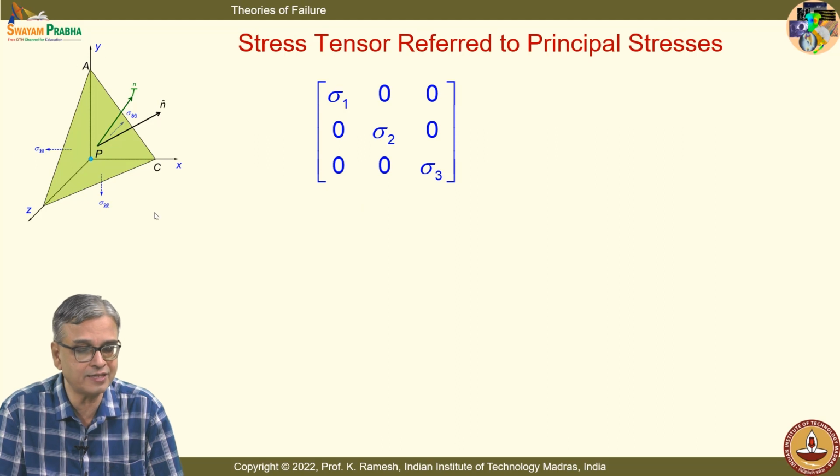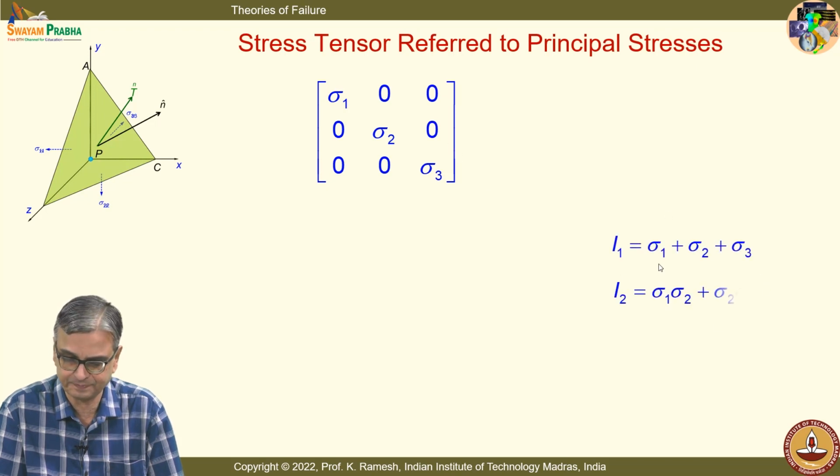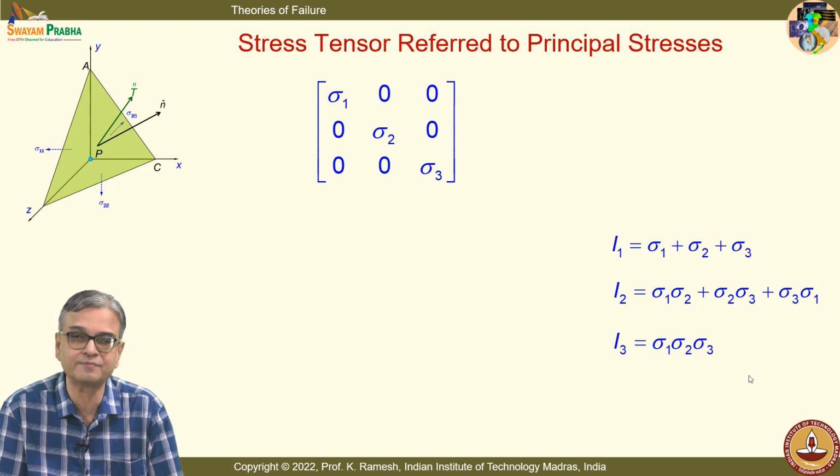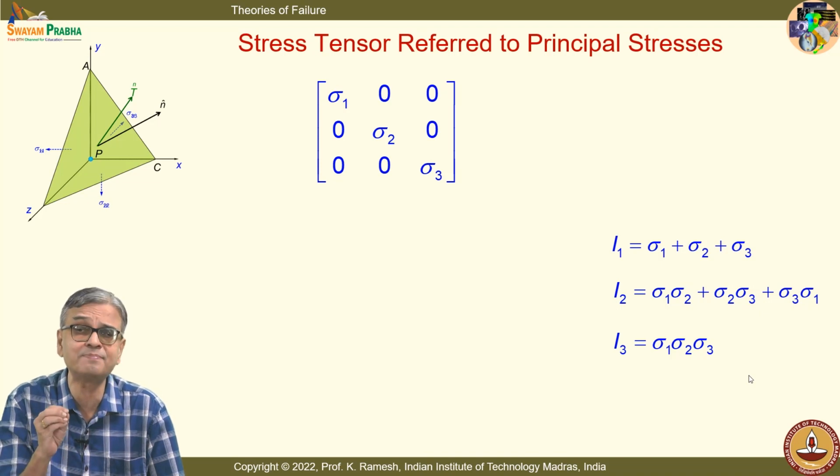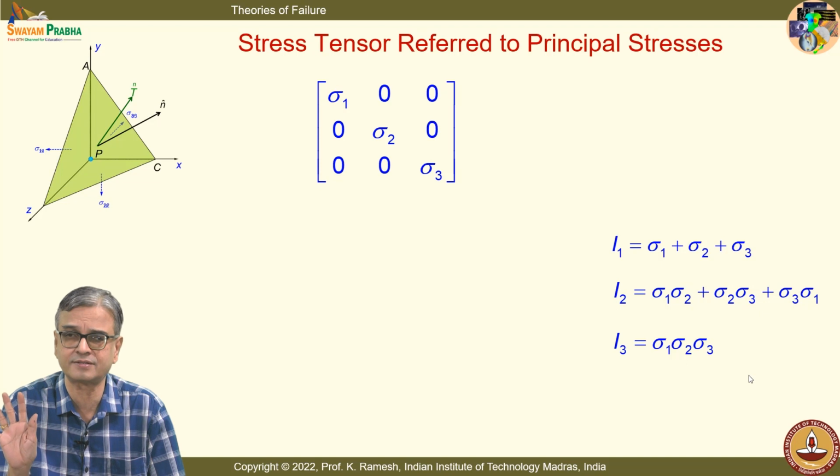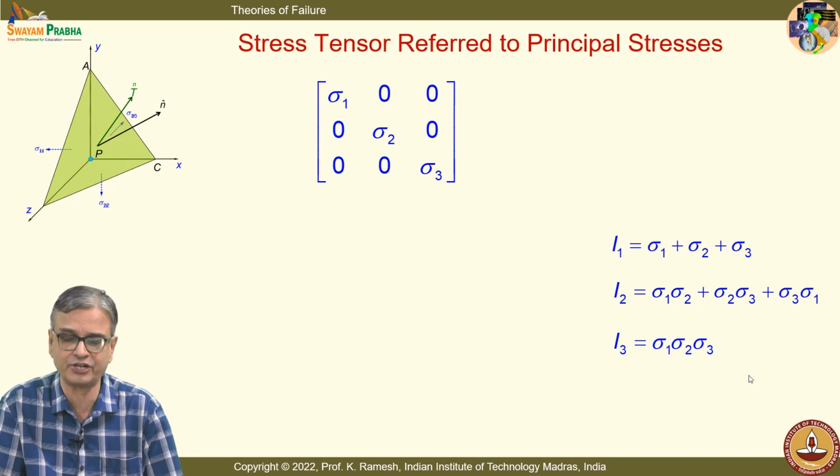So, I refer the stress state in terms of sigma 1, sigma 2, sigma 3, and your I1, I2, I3 are simply: sigma 1 plus sigma 2 plus sigma 3 is I1, I2 becomes sigma 1 sigma 2 plus sigma 2 sigma 3 plus sigma 3 sigma 1, and I3 is simply sigma 1 sigma 2 sigma 3. So, all your mathematics becomes much simpler to handle once you refer to it in terms of principal stresses, and all of the failure theories use principal stresses, because you can combine the loads easily, get the final stress tensor and get the principal stresses, then apply the theories of failure.